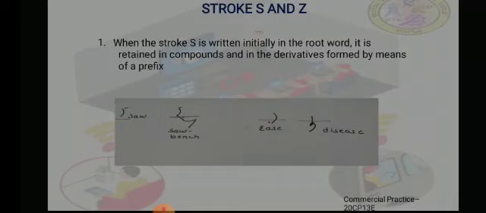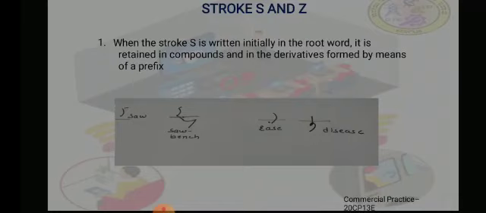See, for example, there is a word saw. It is a root word, and next to it there is one word which is called saw bench. So saw is a root word, saw bench is a derivative. In such a case, when you write saw using stroke S, the derivative saw bench should be written using the stroke S instead of circle S. That is the meaning of that particular rule.